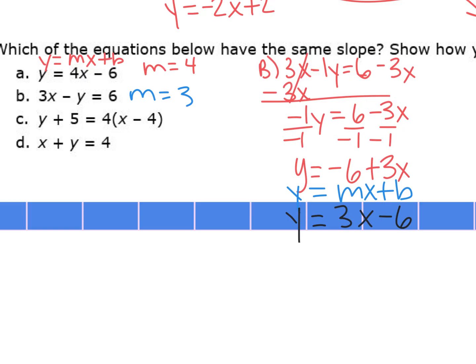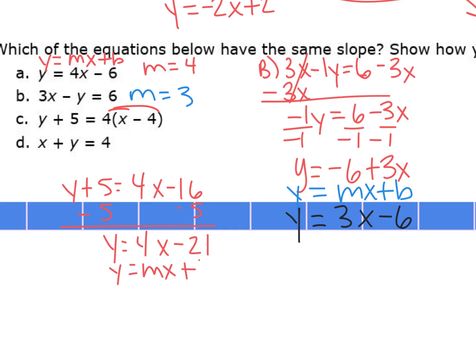What about on C? We've got to do our distributing like we did a minute ago. 4x minus 16. Move your 5. We did this all in Unit 1. What is my slope on this one? 4. Good. Oh, look, those two match. What do you think about D? Do you think it's going to match? No. If I move my x, my slope is negative 1 on this one. We don't have to divide because it's already a positive.